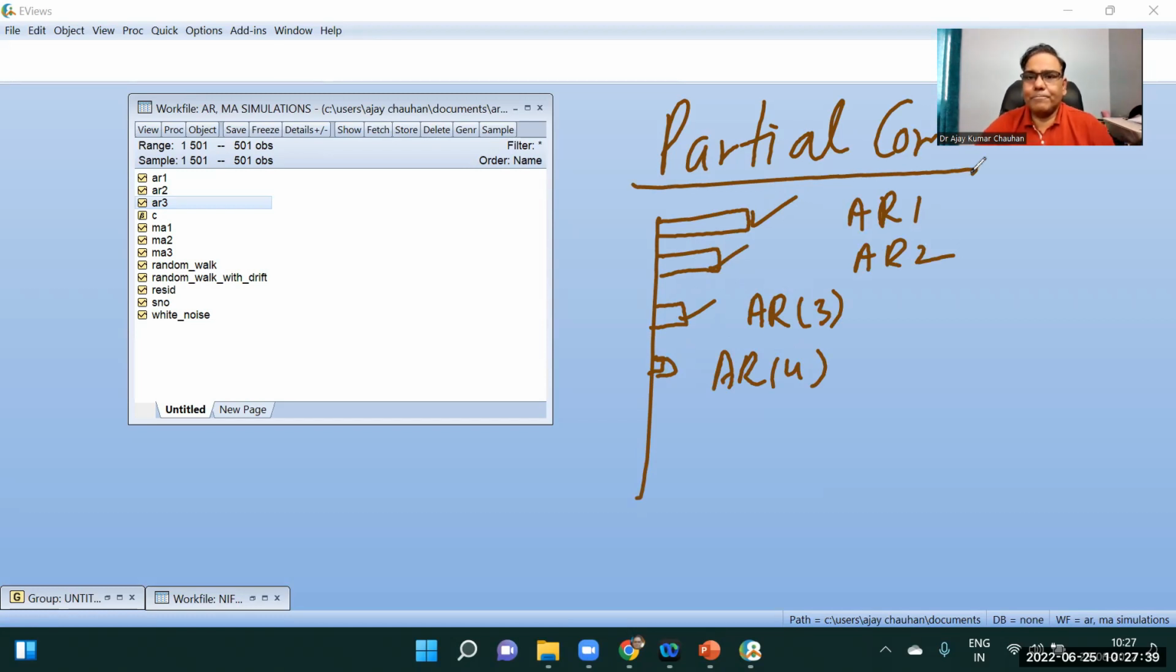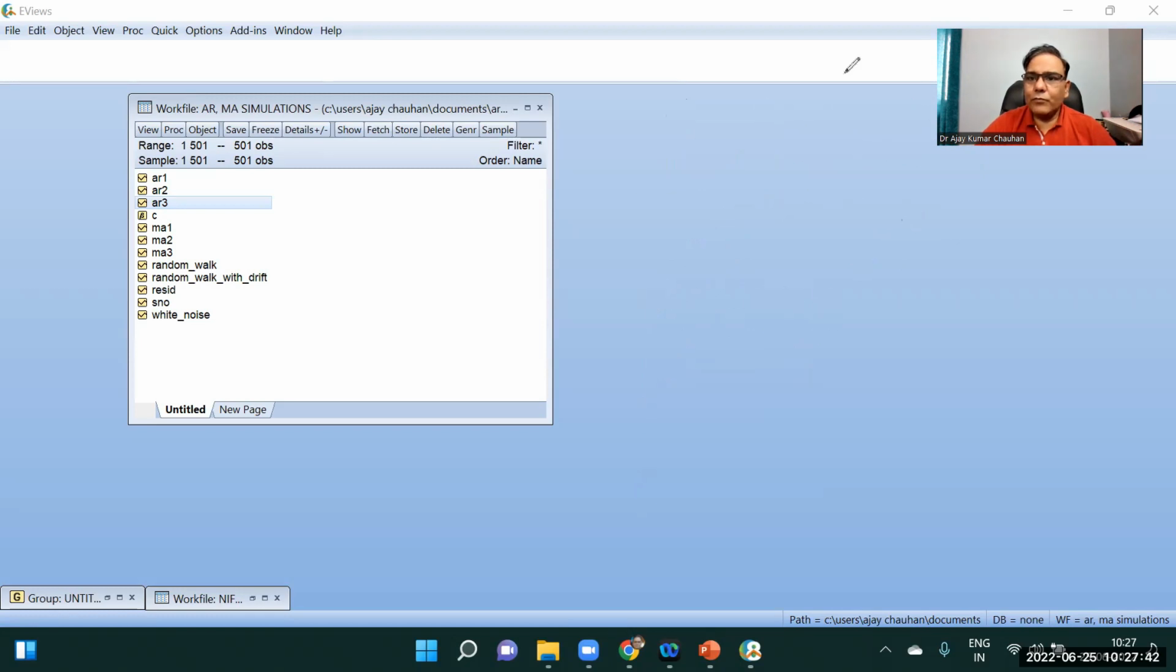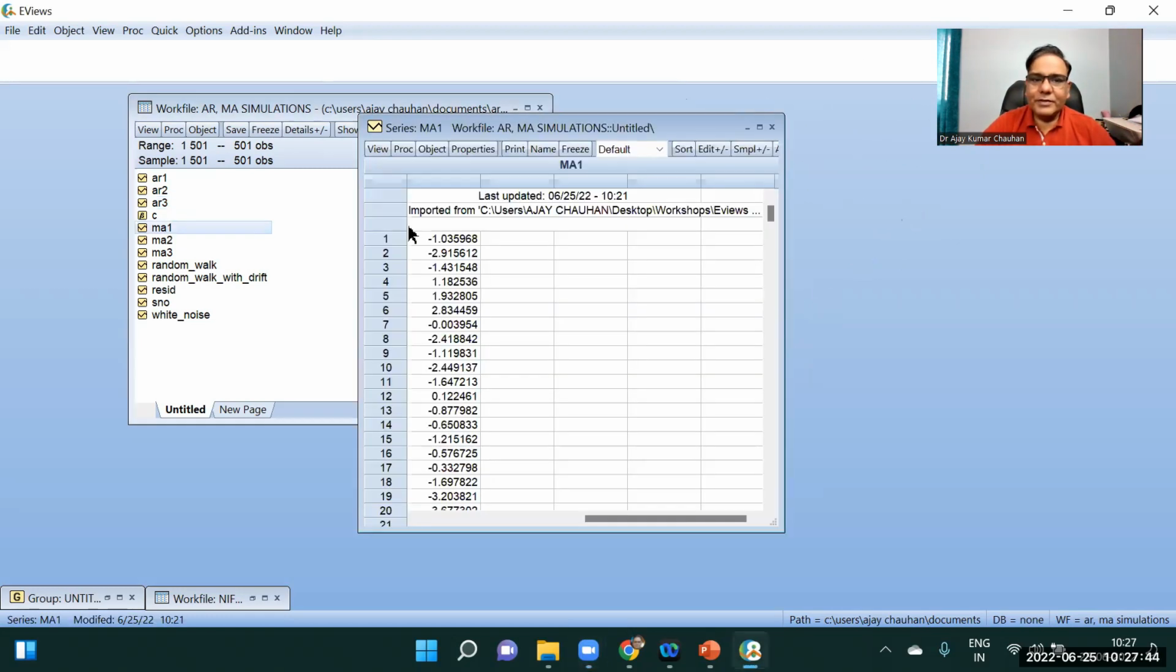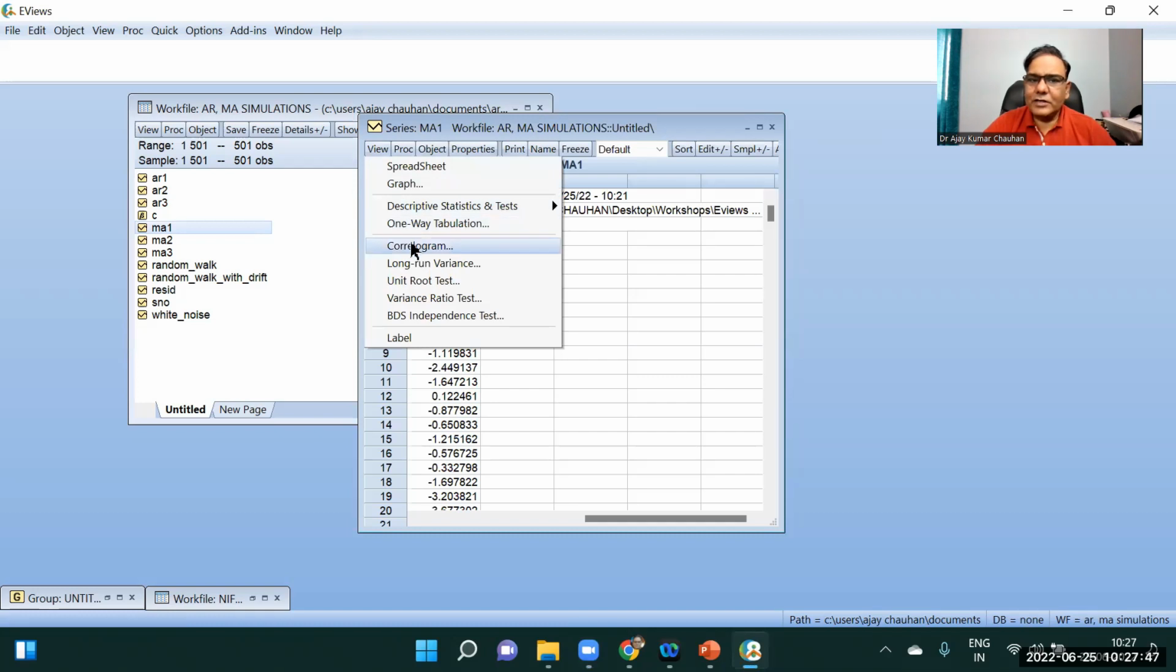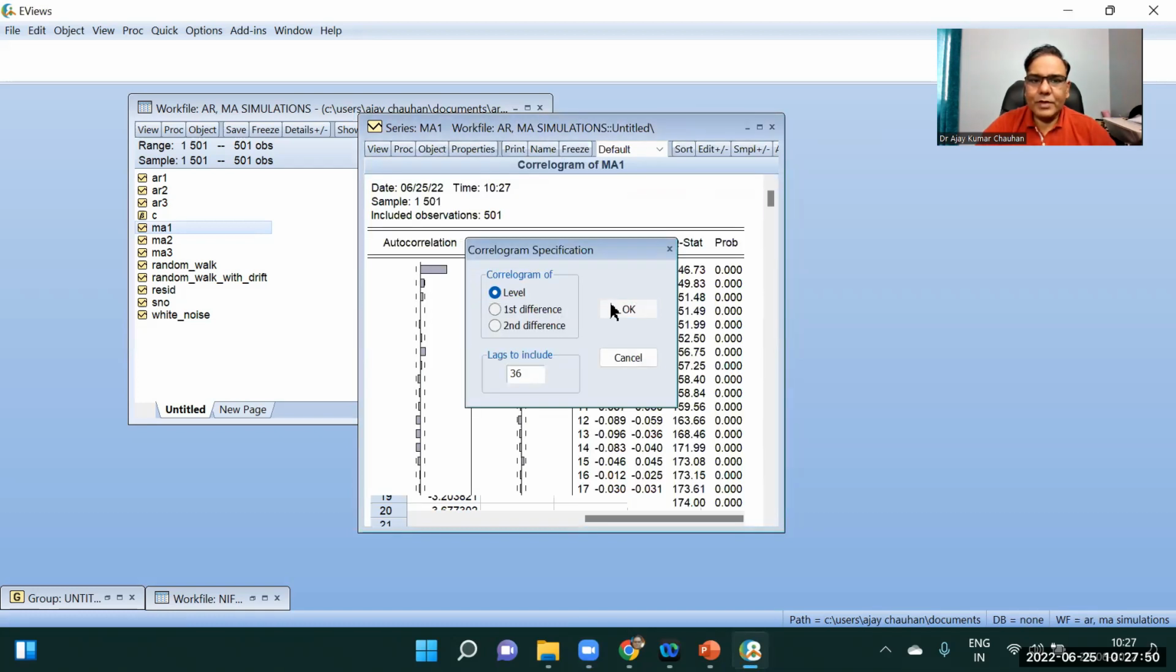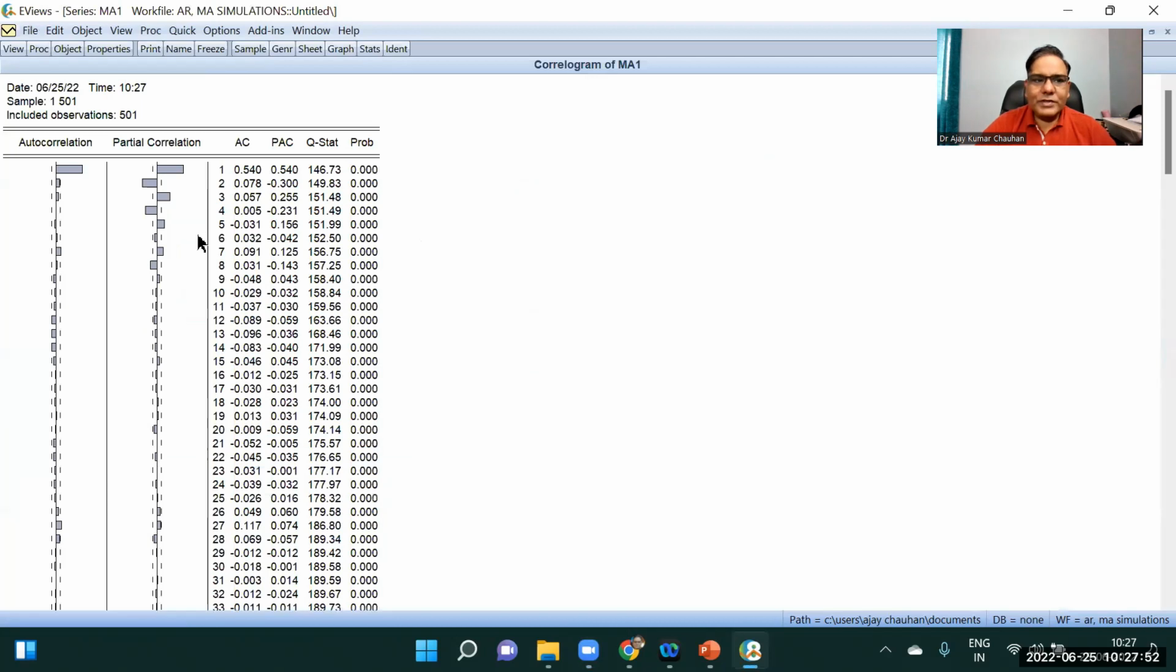Now let's move to the MA. It is the MA series, and let's move to the correlogram. Now you can see that this partial correlation is not meaningful for me. This part is important: autocorrelation, only one spike. So how many MA terms, how many error terms we have to include will be decided on the basis of autocorrelation. So only one spike is telling you this is an MA1 series.